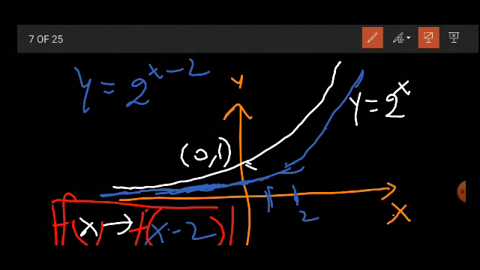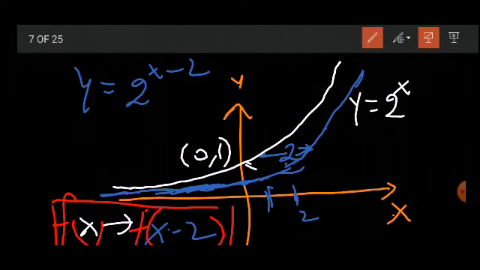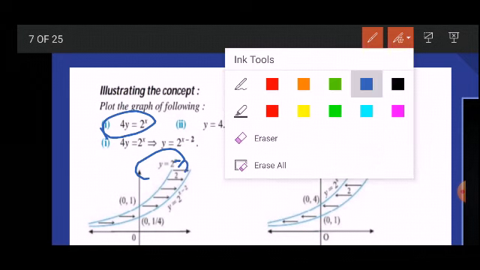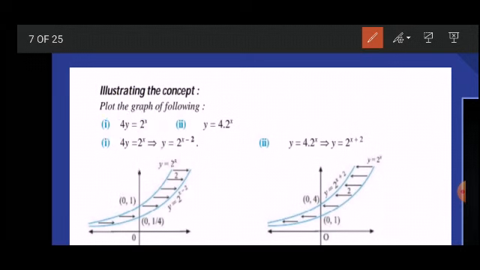So this is going 2 units rightwards. Let me consider 2 units rightwards. So this is 2 to the power x minus 2. Let's see more. Now one more question is there. Here if you see 2 to the power x is here, and we have to consider 2 to the power x minus 2. So this is the graph of y equal to 2 to the power x minus 2.